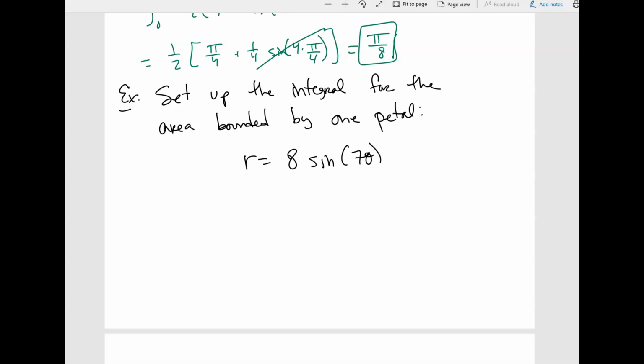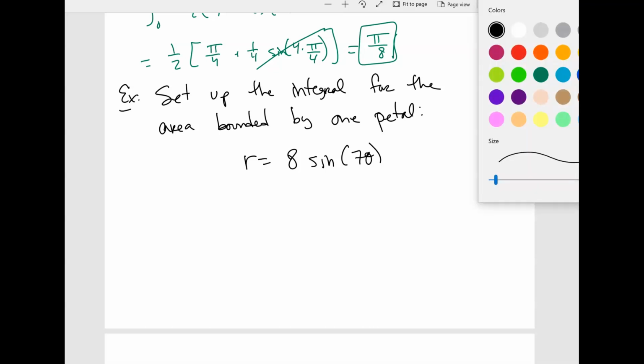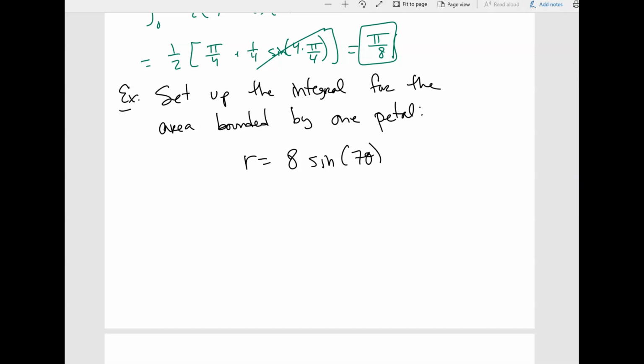So it's going to be really difficult to draw. Sometimes drawing it might not be really helpful. So instead what we want to do is figure out where exactly each petal is at. So let's set this equal to 0. When I divide 8 by 0, you're going to get 0 is equal to sine of 7 theta. So you're going to take inverse sine. So 7 theta is going to be equal to 0, pi, 2 pi, and so on and so forth.